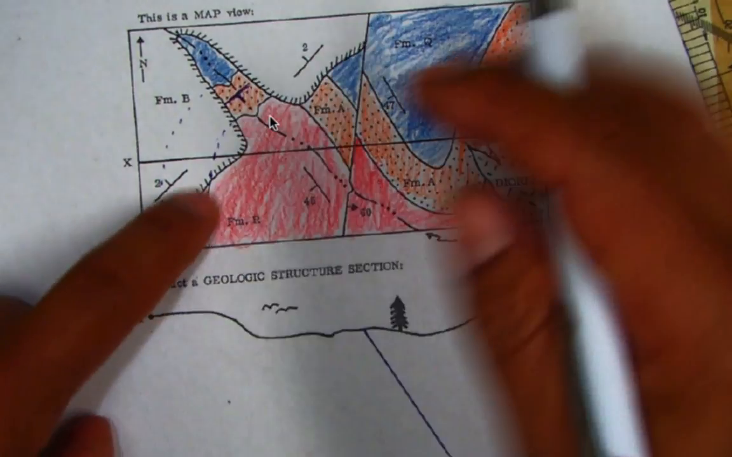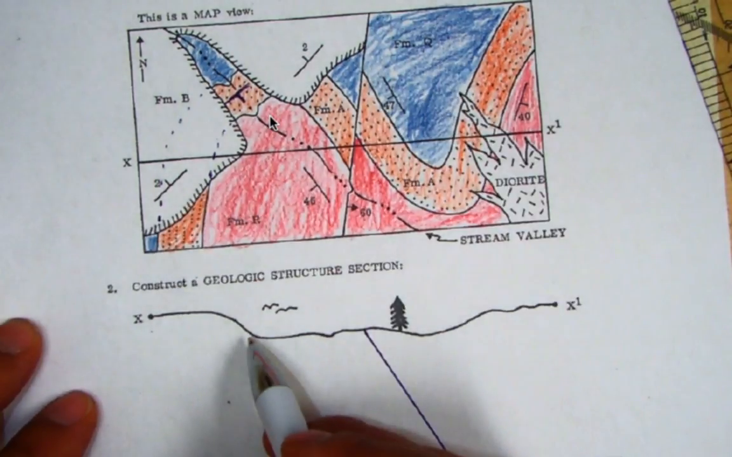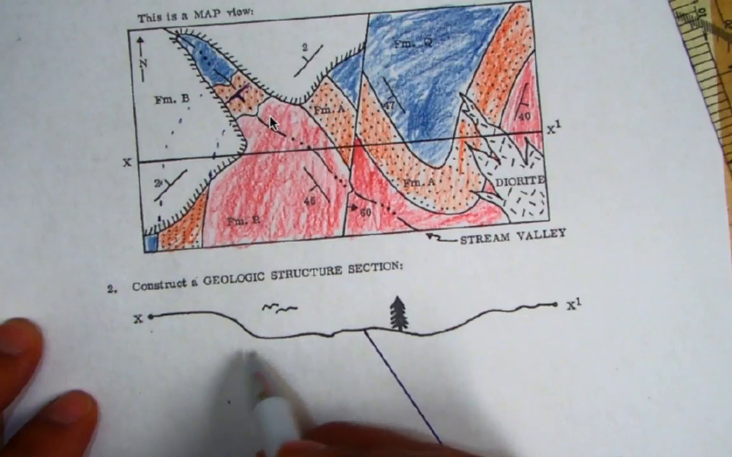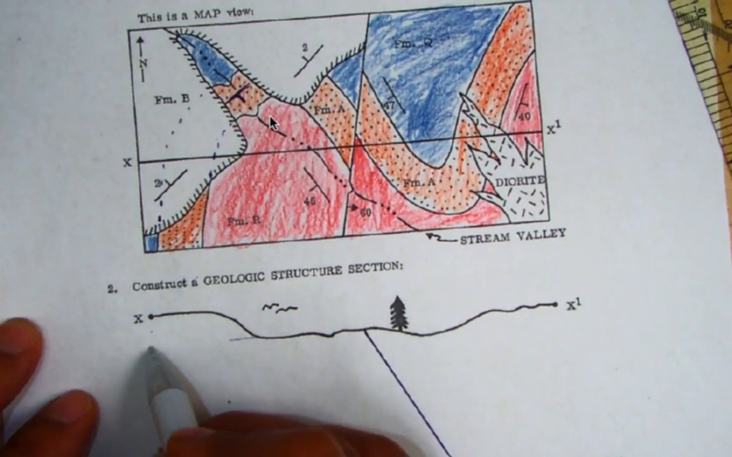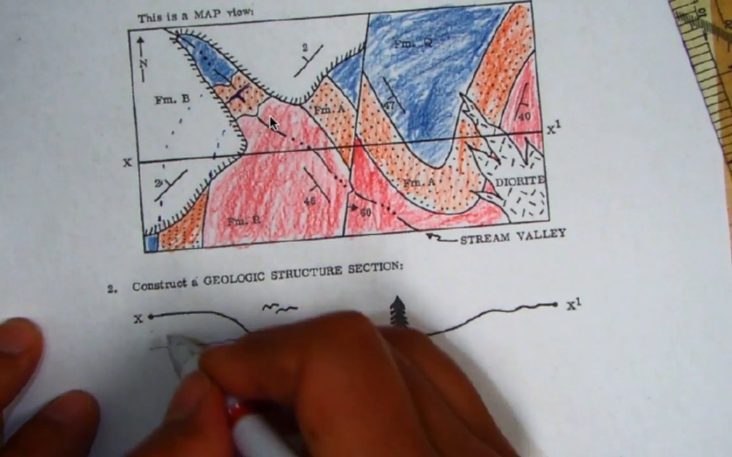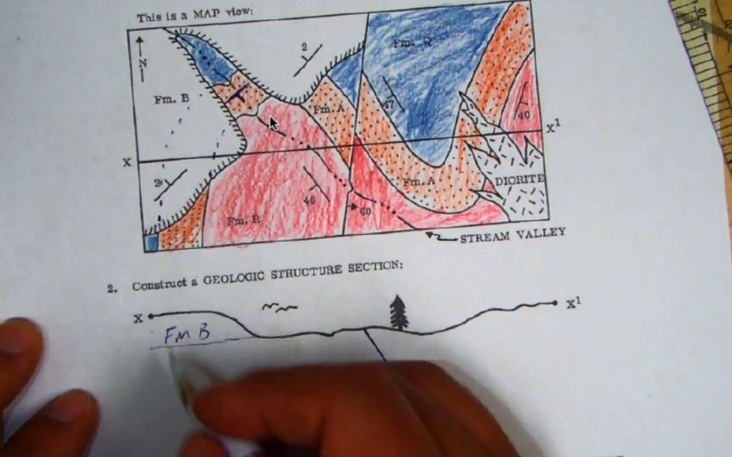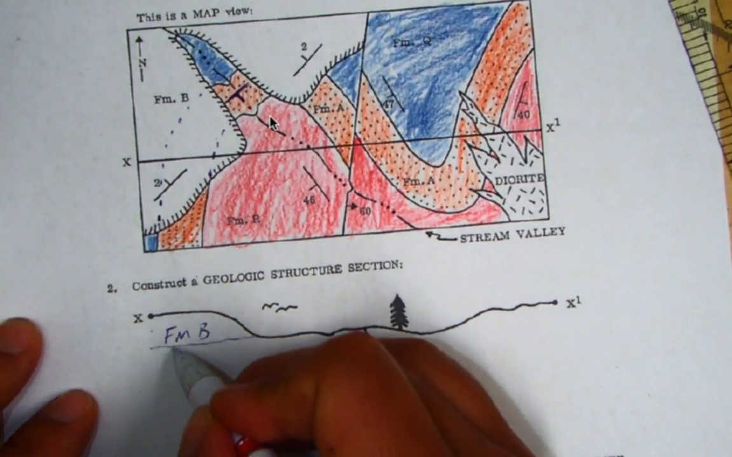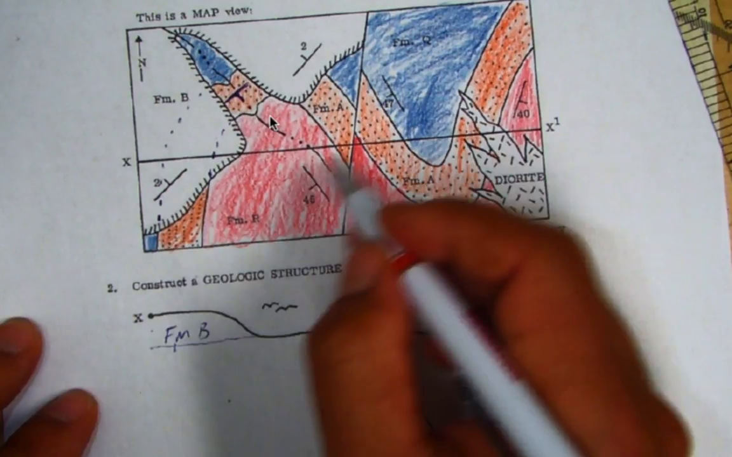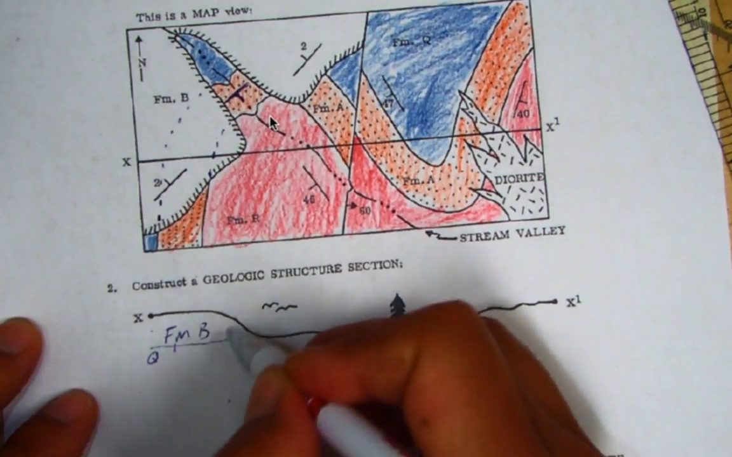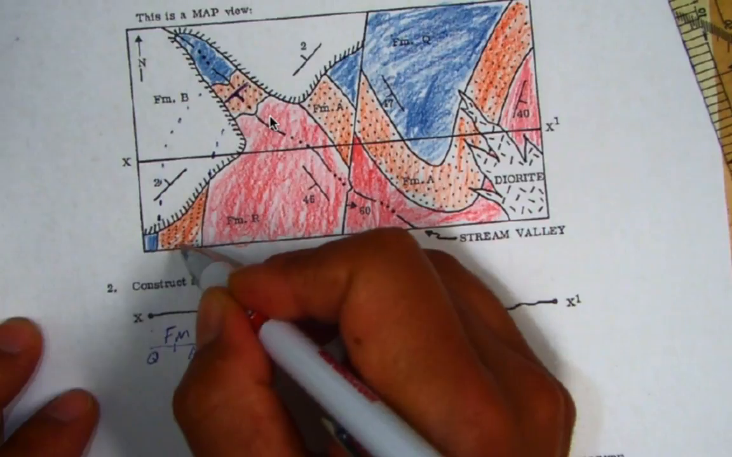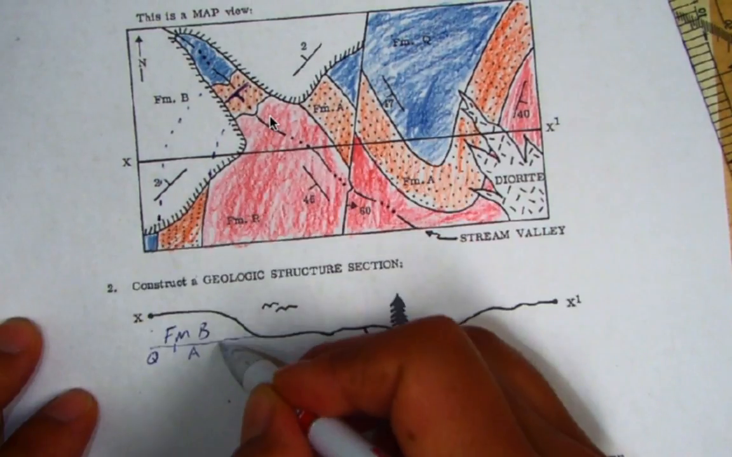But first of all, I see that my topography here shows that I have this ridge here. So this is going to be formation B right here. So that's a relatively flat-lying unit. And then under that, I'm going to have my first contact. So there's my first contact, which is going to be Q over here, and this is formation A here, right? Then my next contact is right in here.